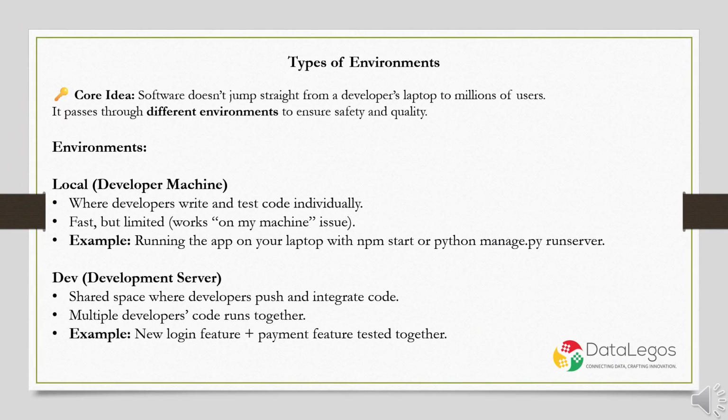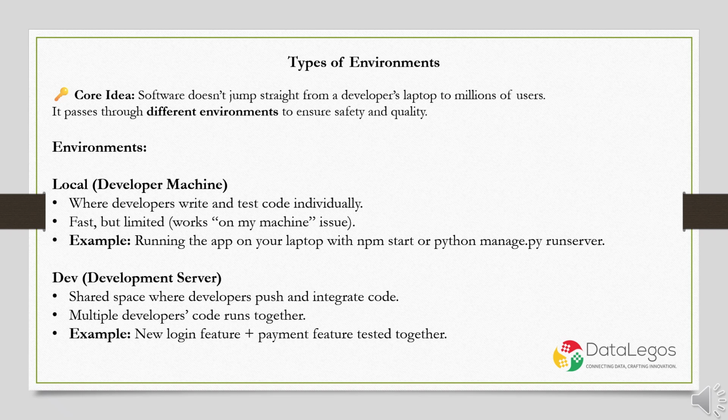Software doesn't just jump straight from a developer's laptop to millions of users. Instead, it passes through different environments, each one acting like a safety net to ensure quality before the software reaches production. Local environment. The first environment is local, which is the developer's own machine. This is where code is written and tested individually. It's fast but limited. You've probably heard the phrase, "it works on my machine," and that's exactly the problem here. For example, running the app on your laptop using npm start or python manage.py runserver. It works, but only for you.